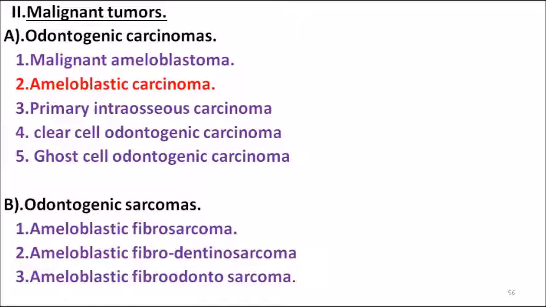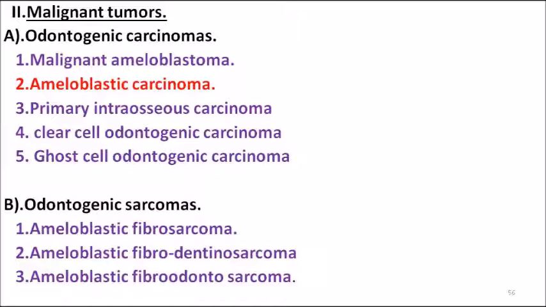Now coming to the malignant variety. Malignant tumors are again subclassified based upon whether they originate from the epithelium or from the connective tissue. If they originate from the epithelium, they are called odontogenic carcinomas. If the origin is from the connective tissue, they are called odontogenic sarcomas, both A and B. Now, under carcinomas, you have malignant ameloblastoma.